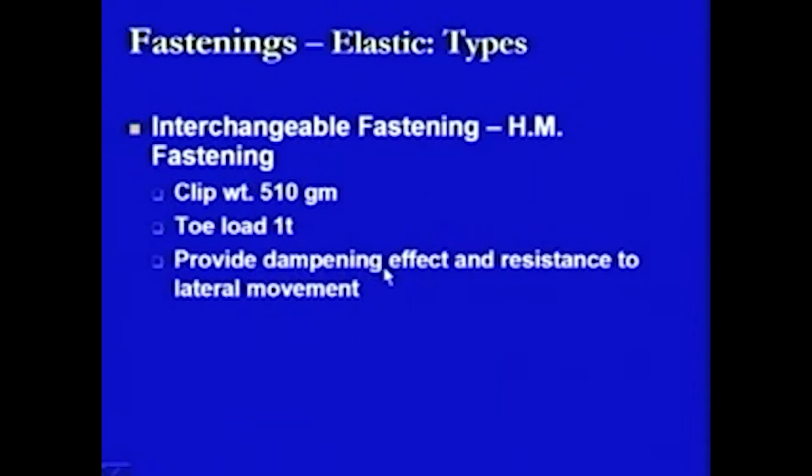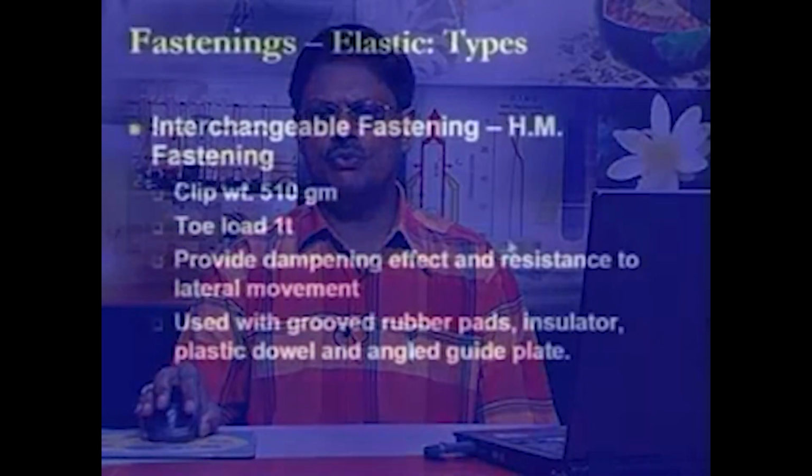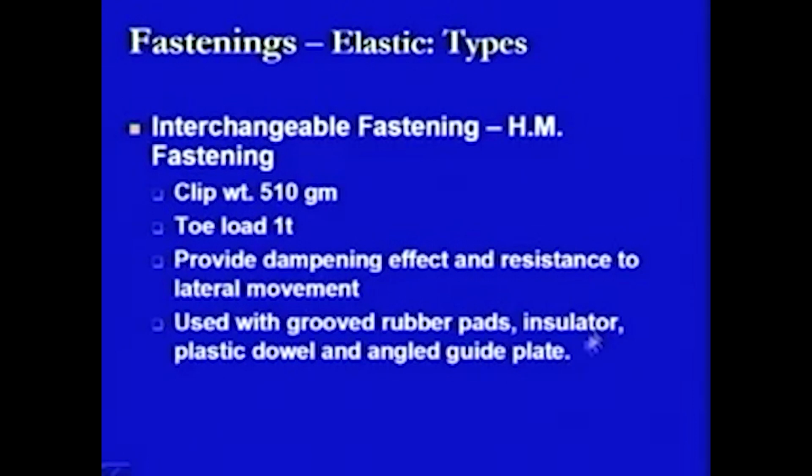This is another thing in this one. So, it helps in dampening the vibrations which come because of the movement of the rolling stock at the top of the rail section. At the same time, it also restricts the movement of the sleepers or the rail sections in the lateral direction, so they remain in their position. They are used with grooved rubber pads, insulators, plastic dowels and angled guide plates. So, these are the other accessories which need to be used when the interchangeable fastenings are used on the rail sections, but they maintain gauge.